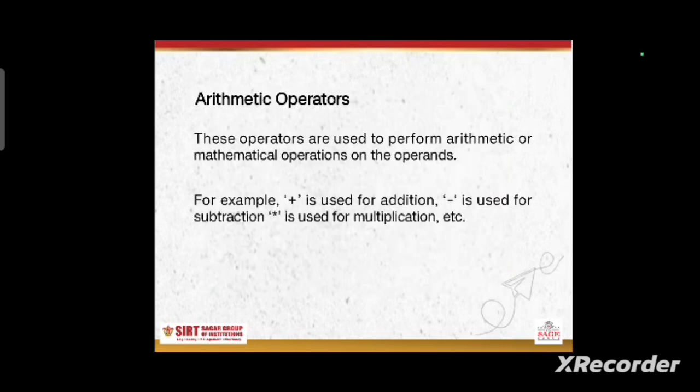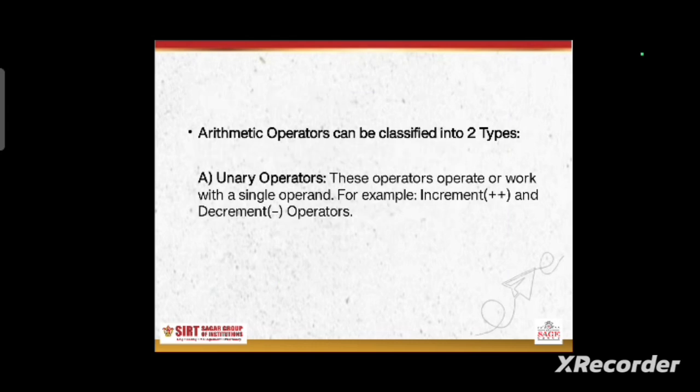Arithmetic operators are used to perform arithmetic or mathematical operations. For example, plus is used for addition, minus is used for subtraction, and the star sign, which is multiplication, is used for multiplication. The arithmetic operators can be classified into two types, that is unary and binary. The unary operators are plus plus and minus minus. These operators work with a single operand.